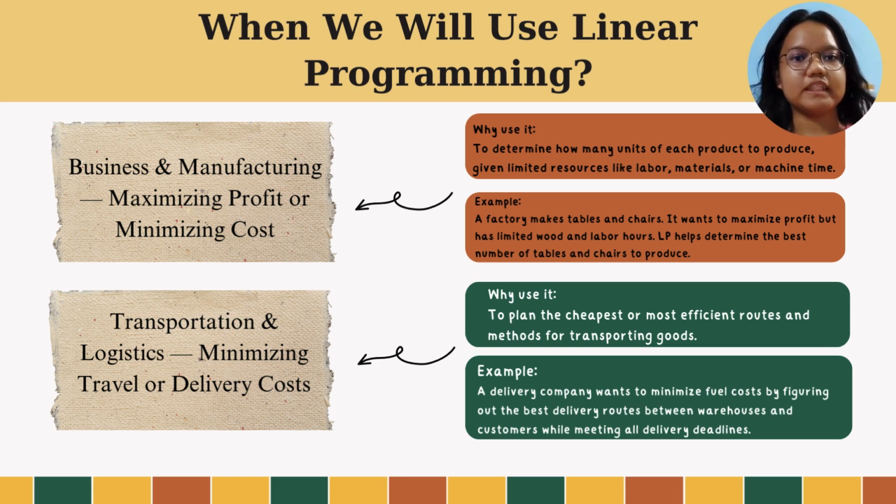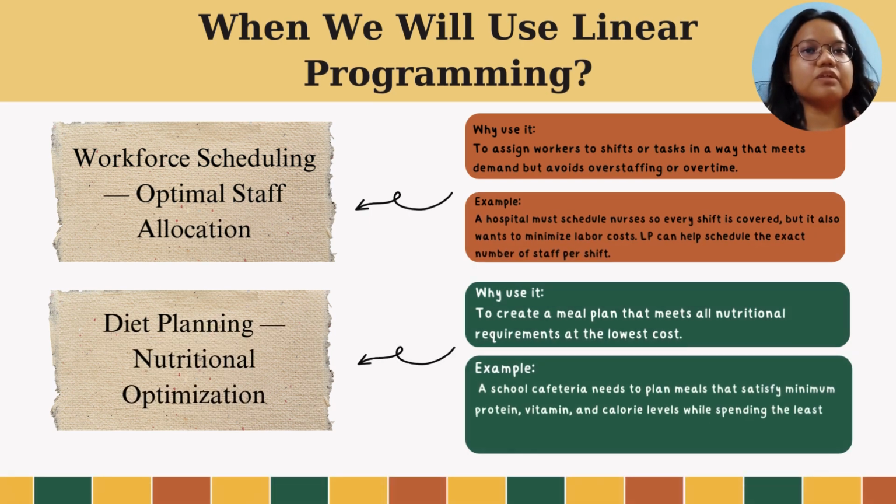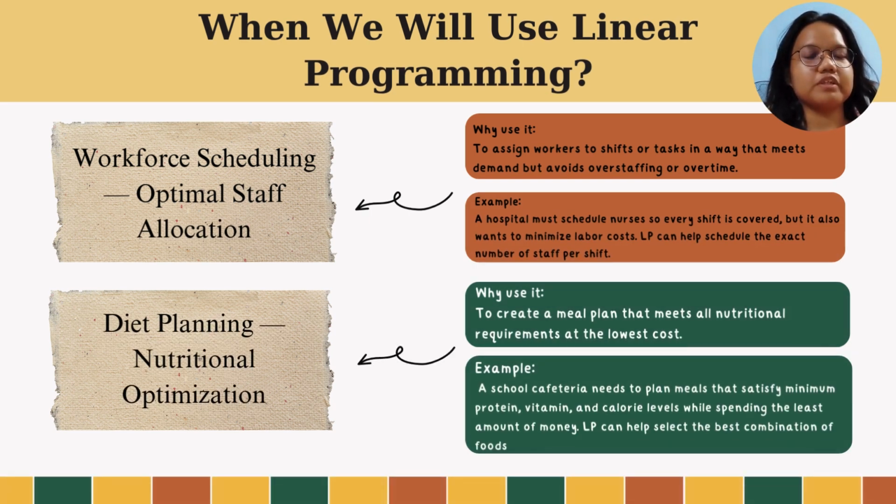For transportation and logistics, we use linear programming to minimize travel or delivery costs. We use it to plan the cheapest or most efficient routes and methods for transporting goods. In workforce scheduling, we use linear programming to optimize staff allocation. We use it to assign workers to shifts or tasks in a way that meets demand but avoids overstaffing or overtime. We also use linear programming in diet planning, especially for nutritional optimization. We create a meal plan that meets all nutritional requirements at the lowest cost.